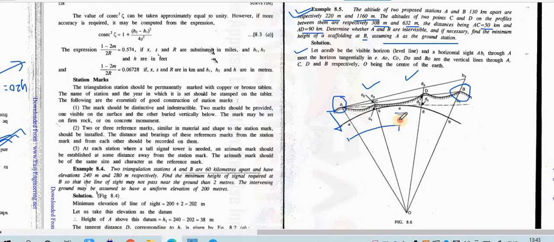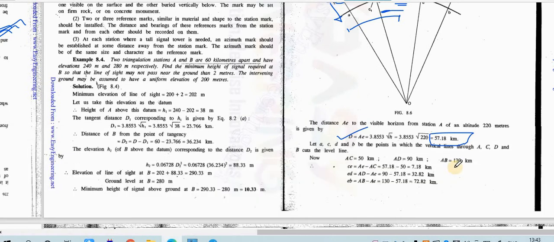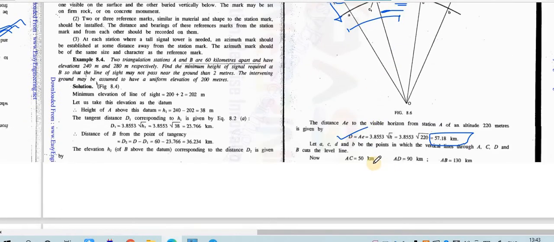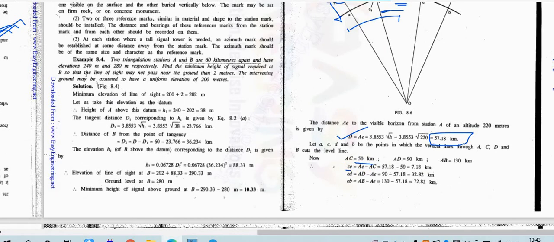With the help of that we can calculate the AC distance also, because this distance is coming out to be 57.18, and we have the distance of AC, which is 50 kilometers. So the CE distance, from C to E, will be 57.18 minus 50, which gives you 7.18. Similarly we can calculate ED also. From E to D, we have the distance of AD, which was given in the question as 90 kilometer. So 90 minus the AE distance will give you the ED value.